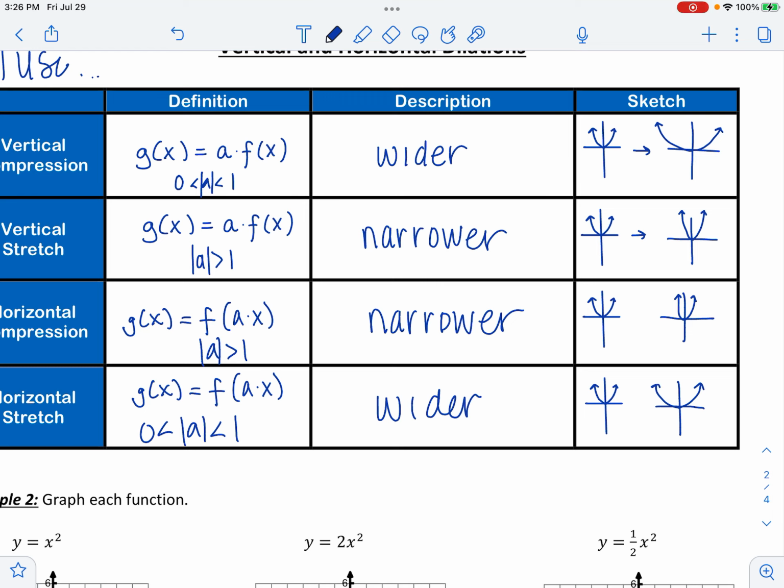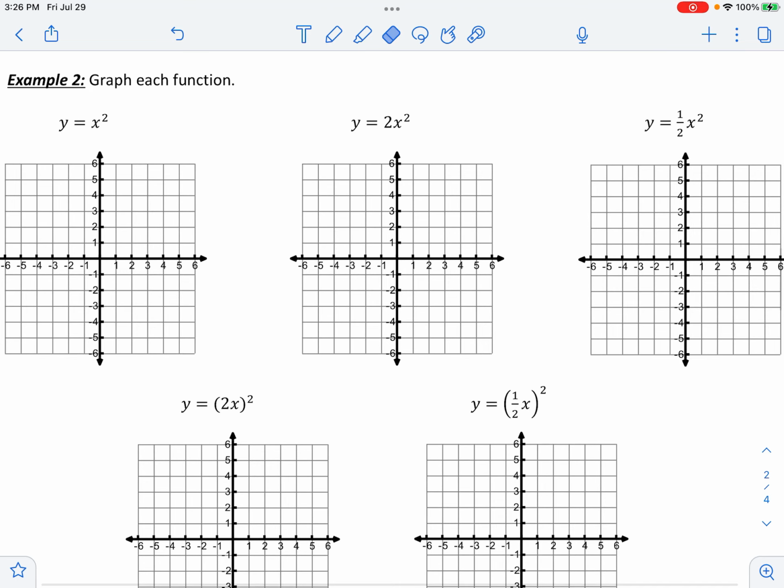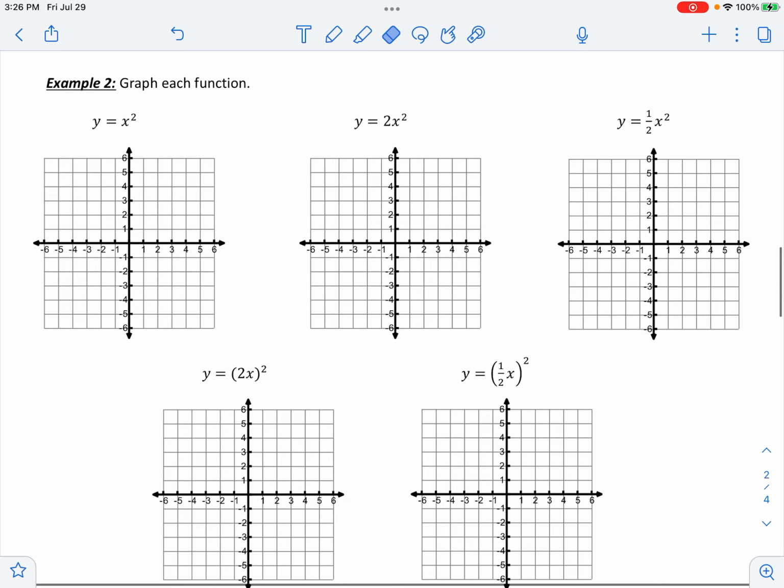So what I want you to notice is that vertical compression, horizontal compression, wider, narrower, okay? You can't just say, oh, compression is wider. No, that's not how it works. You have to think about it, okay? All right, so I know that was pretty quick, but let's do a graph of each, okay? Make sure we know the difference between the two.